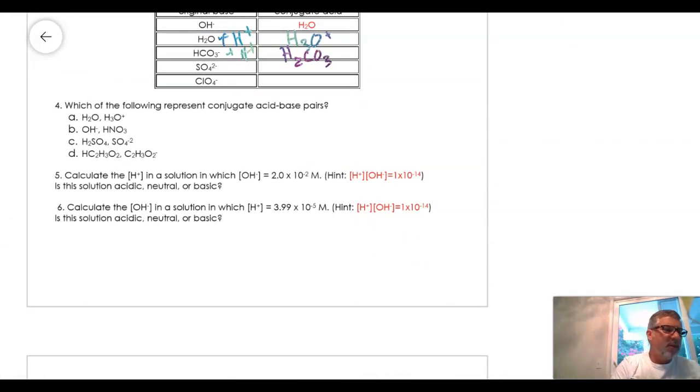All right, so which of these is a conjugate acid-base pair? All right, so you're looking at which ones differ by a hydrogen ion. Okay.